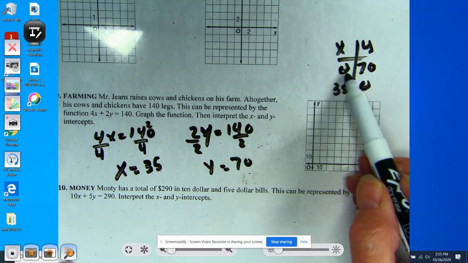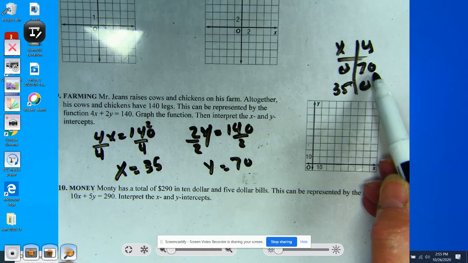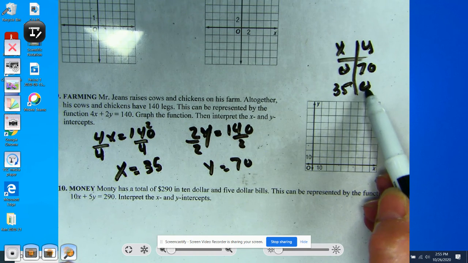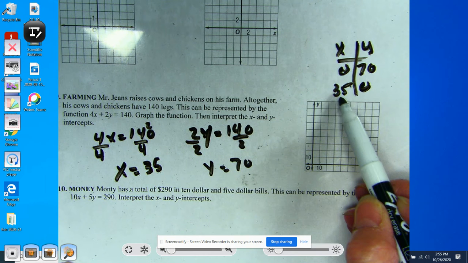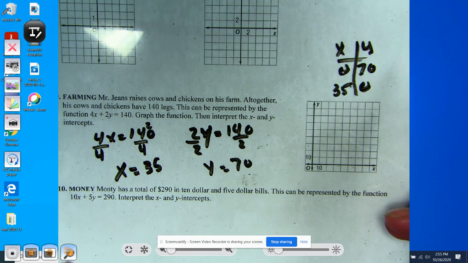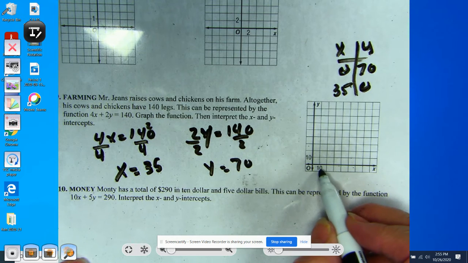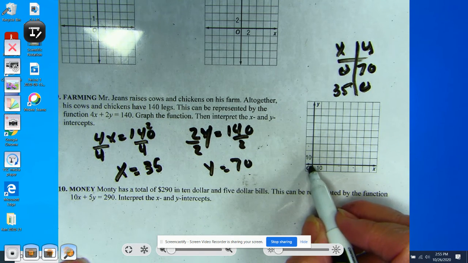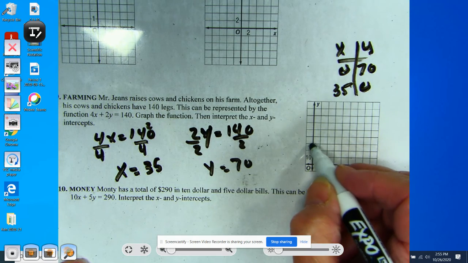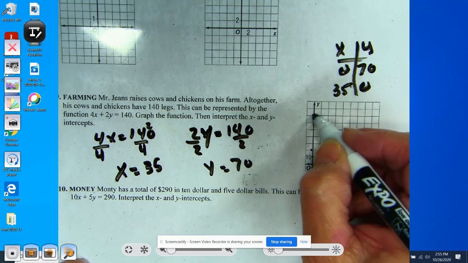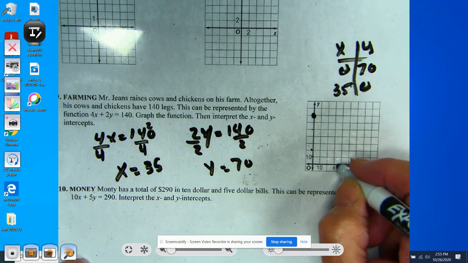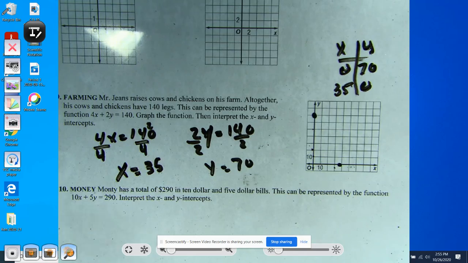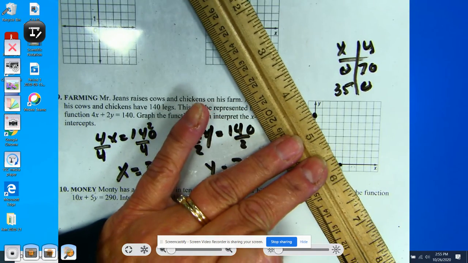If I have no four-legged creatures, I have 70 animals, because 70 animals with 2 legs is 140 legs. If I have no two-legged animals, they're all four-legged animals, I'd have 35 animals, because 35 animals would be the total. So now I'm going to graph, counting by tens. Over 0, up 70: 10, 20, 30, 40, 50, 60, 70. And then 35 would be right here. You have your 2 points. You can draw your line.